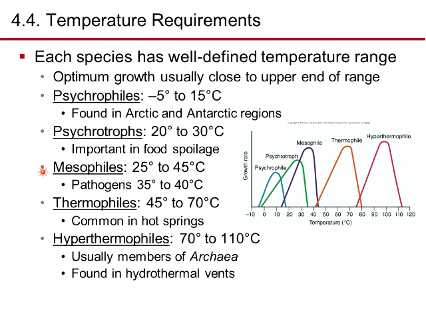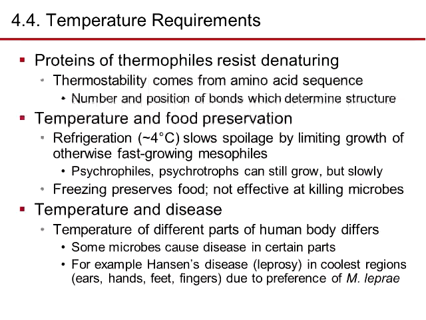Mesophiles grow at 25 to 45 degrees centigrade, and these include pathogens because they grow at the same temperature as our body temperature, which is 36 degrees centigrade. We have thermophiles, which grow at 45 to 70 degrees centigrade. They're common in hot springs. And then we have hyperthermophiles, which can grow actively in 70 to 110 degrees centigrade environments. They usually are members of the archaea. They're found in hydrothermal vents around geysers and such.